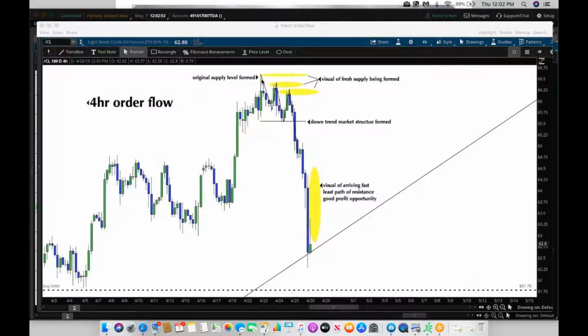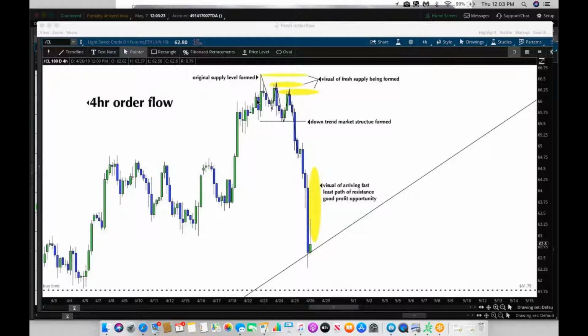So we're at supply and we're wanting the market to break opposing order flow. Here's a level of opposing order flow because it did create a new high. Here's a level of opposing order flow because definitely it formed this order flow and created a new high. So these are levels that we are looking for to be broken. On top of that, we're waiting on the downtrend market structure to form. It's definitely forming that downtrend market structure out of it.